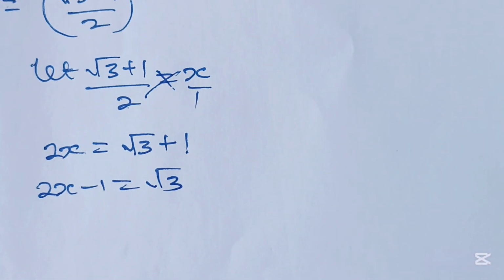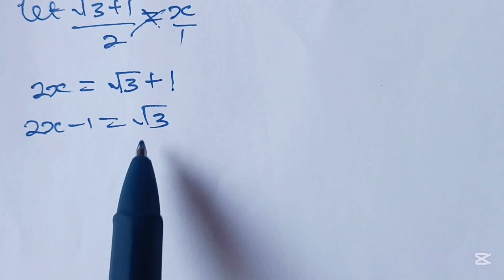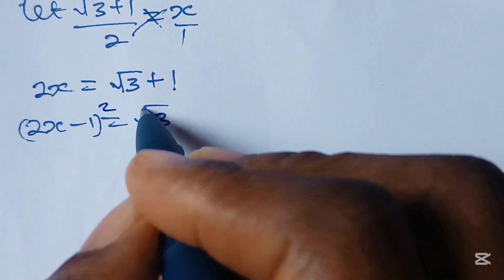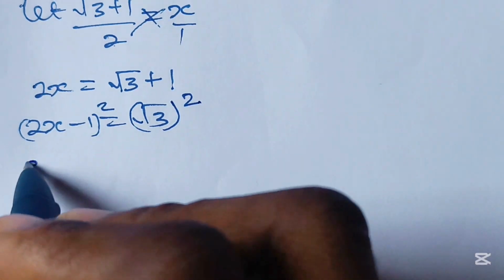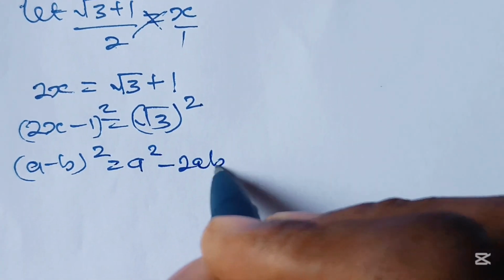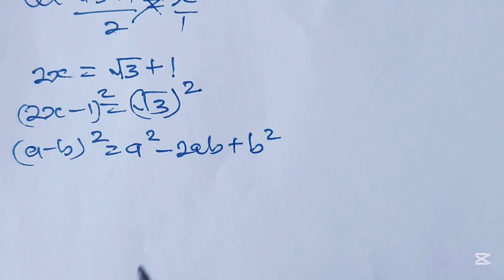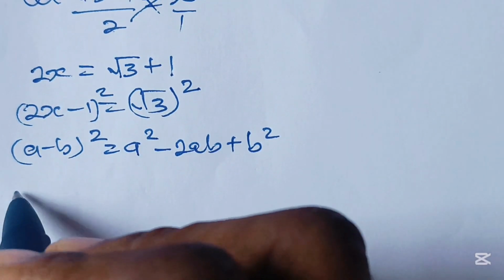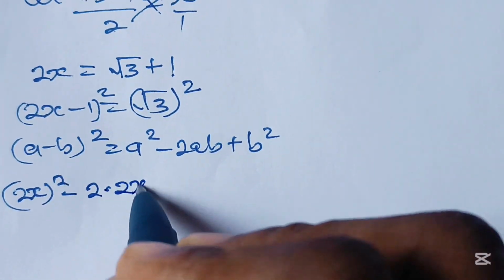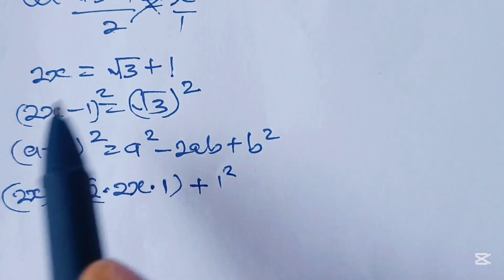Now at this point, we need to square. You can see the same step, right? So we need to square both sides of this equation. The essence is to remove this square root and we'll have a constant here. So if we square this and square this, now when you have (a minus b) squared, it is equal to a squared minus 2ab plus b squared. Okay, so in this case our a is 2x while our b is 1. So to expand this, we are going to have (2x) squared minus 2ab, 2 multiplied by 2x multiplied by 1, plus b squared, plus 1 squared. That is it for this, right?